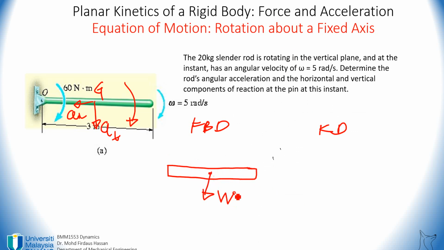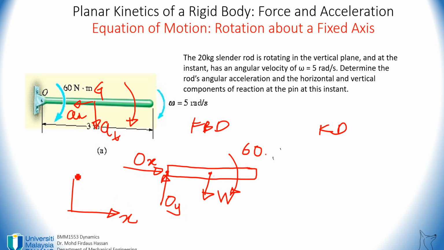We got weight, we got moment, 60 Newton meters, and then you have a reaction. Don't worry about the direction of this reaction, upward or downwards. It will tell you the exact answers after you solve everything. So you can put here OY for the example, and then OX. Why do I put OX and Y? Because normally what we write for the coordinate system is X Y.